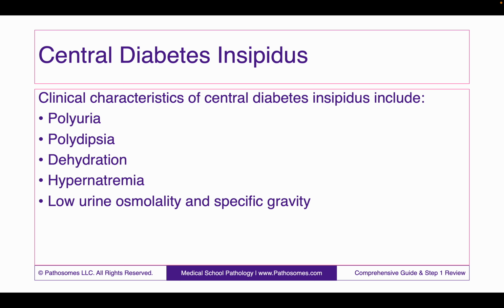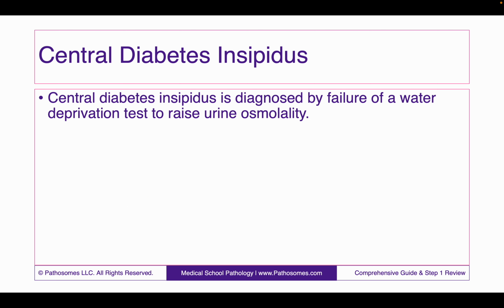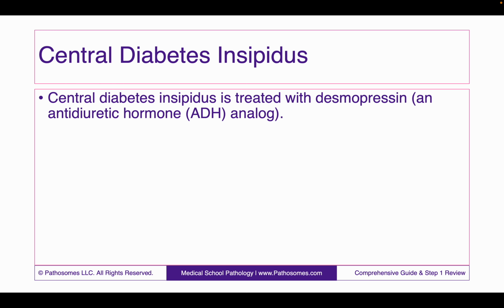Clinical characteristics of central diabetes insipidus include polyuria, polydipsia, dehydration, even though they're drinking a lot, right? Hypernatremia, and low urine osmolality and specific gravity. Central diabetes insipidus is diagnosed by failure of a water deprivation test to raise the urine osmolality. Central diabetes insipidus is treated with Desmopressin, which is an antidiuretic hormone analog.